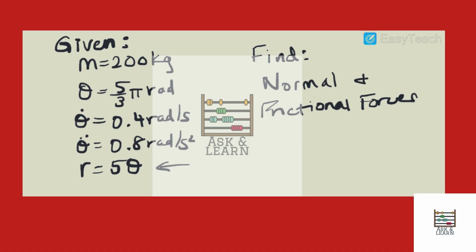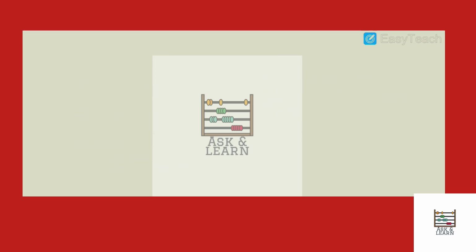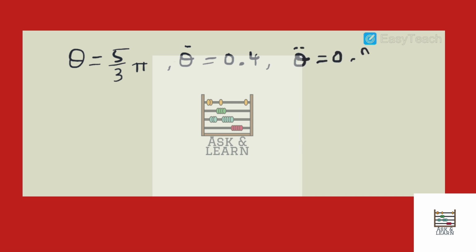The way that we're going to do this is use our knowledge of normal and tangential motion and combine that with Newton's second law, namely F equals ma, and solve for these forces at this moment in time. So the first thing we're going to do is solve for theta. We know that theta is equal to 5/3 pi, and our theta dot is 0.4 and our theta double dot is 0.8.